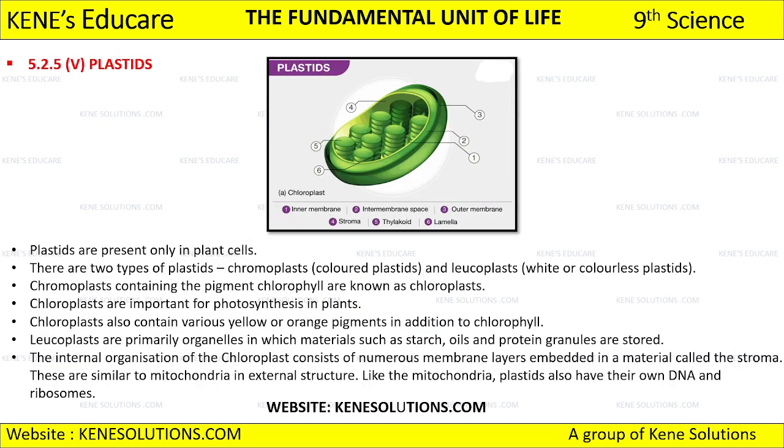Then we'll discuss plastids in detail. Plastids are present only in plant cells, and they are very important for the plant. Plastids are of two types: chromoplast, where chromo means color, so they are colored plastids, and leucoplast, where leuco means white or colorless. These are the two different types of plastids.